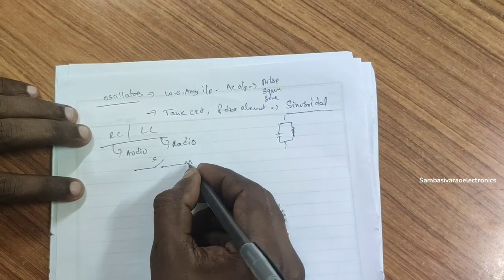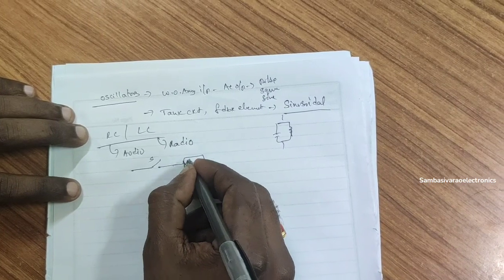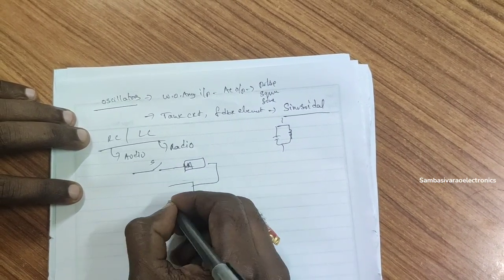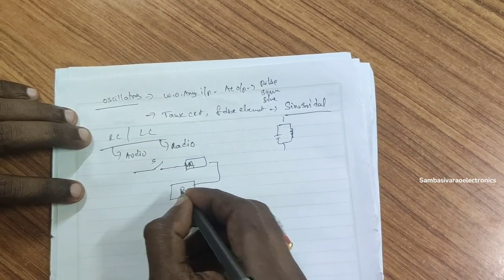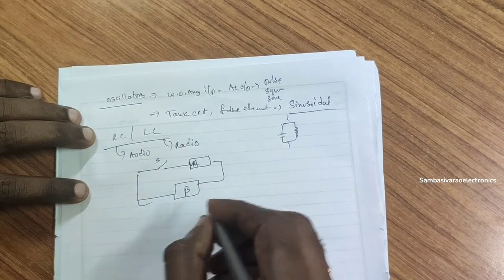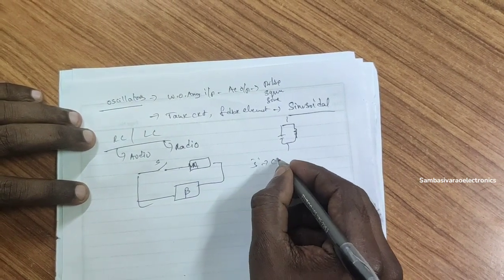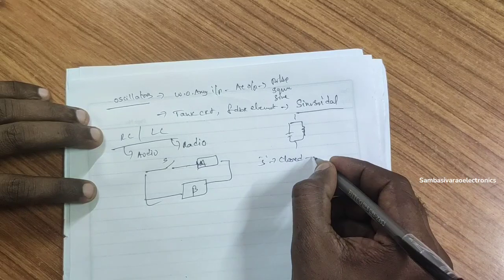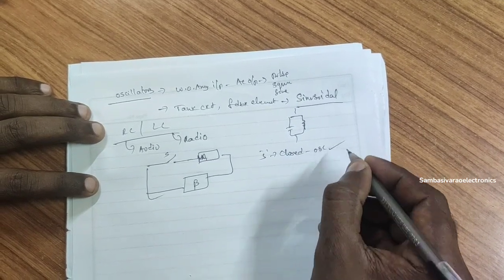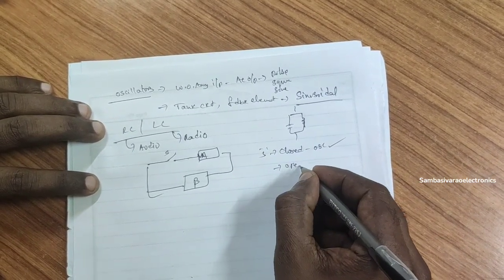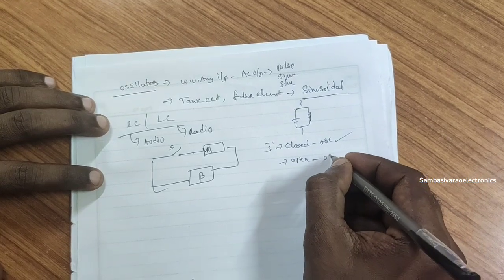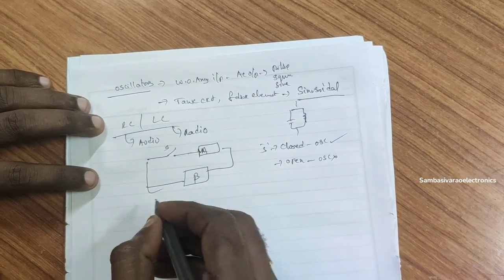You take a simple switch, another one is an amplifier circuit, and another one is a feedback element, that is beta. If the switch S is closed, then the circuit will conduct and oscillations will occur. If S is open, the circuit will not conduct, so oscillations will not occur at its output.